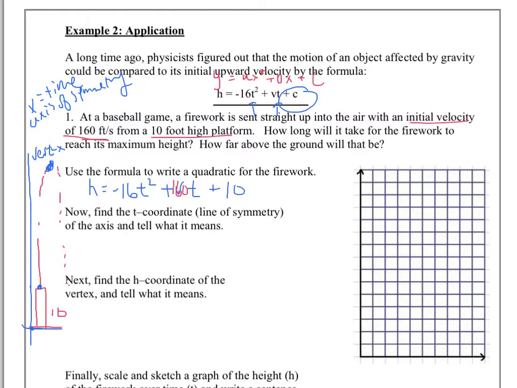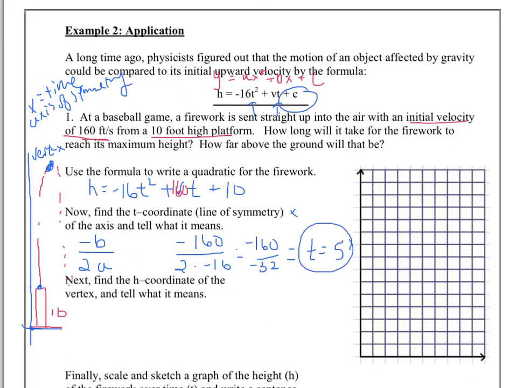Now we want to find the t coordinate, which is the line of symmetry, what you're used to as being x. We know the formula for that is negative b over 2a. Here b is 160, so negative 160 over 2 times a, which is negative 16. So then I have 160 over 32. They're both negative, so a negative divided by a negative becomes positive, and t is equal to 5. So this is my axis of symmetry, which is 5.